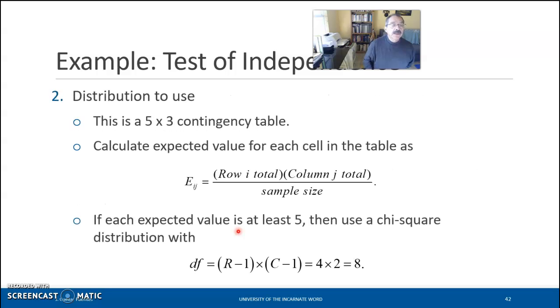In step 2, we need to determine what distribution to use. This is a 5 by 3 contingency table, and we need to calculate the expected values for each of the cells to determine if these are at least 5. If they are at least 5, and because the contingency table contains discrete classifications and discrete counts, then we will be able to use a chi-square distribution with 5 rows minus 1 times 3 columns minus 1, that is 8 degrees of freedom. All right, let's calculate the expected values.